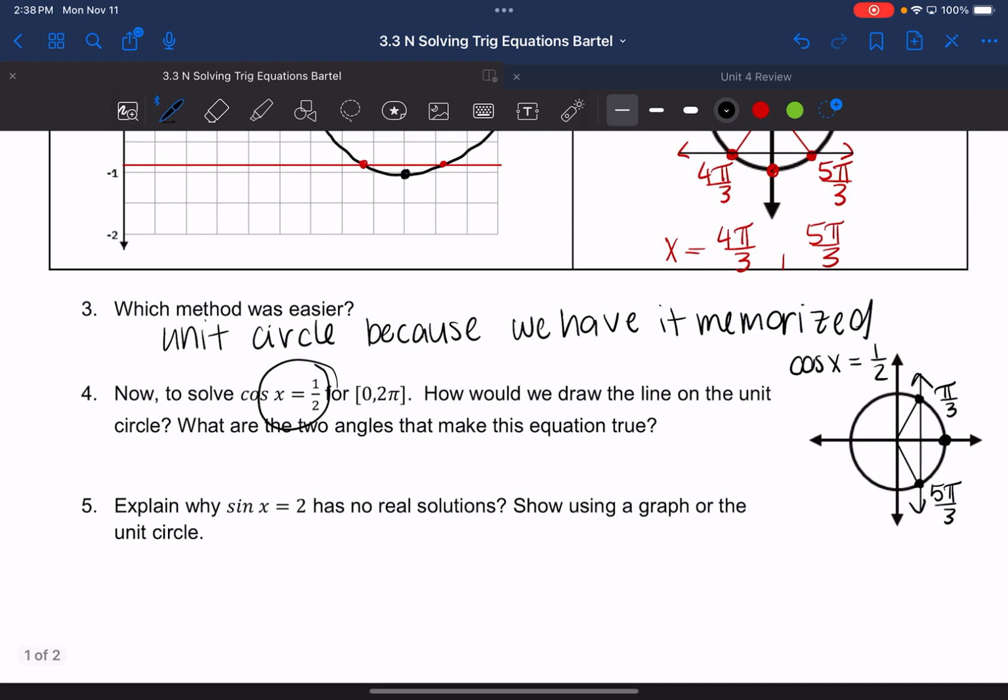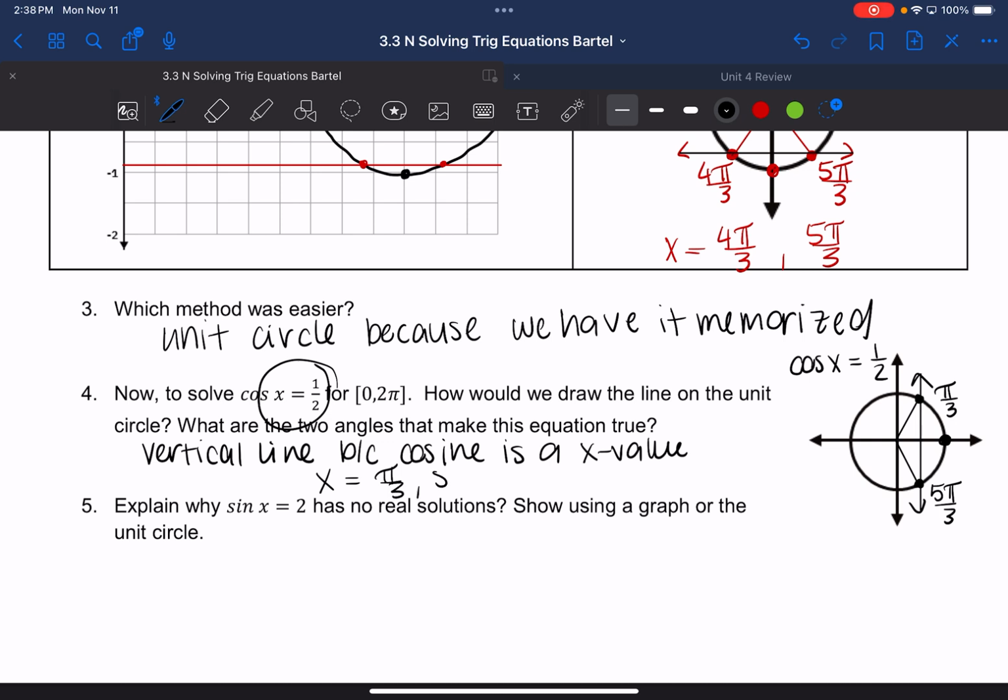All right, so when they asked what kind of line we drew, we decided on a vertical line because cosine is an x value. And we came up with 2 solutions. You guys decided on pi thirds and 5 pi thirds. All right. So then it says, explain why sine of x equals 2 would have no real solutions.